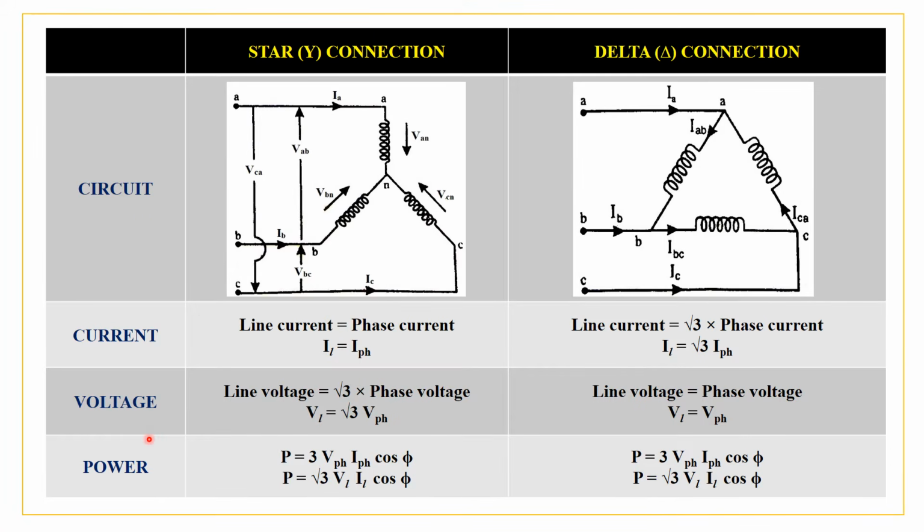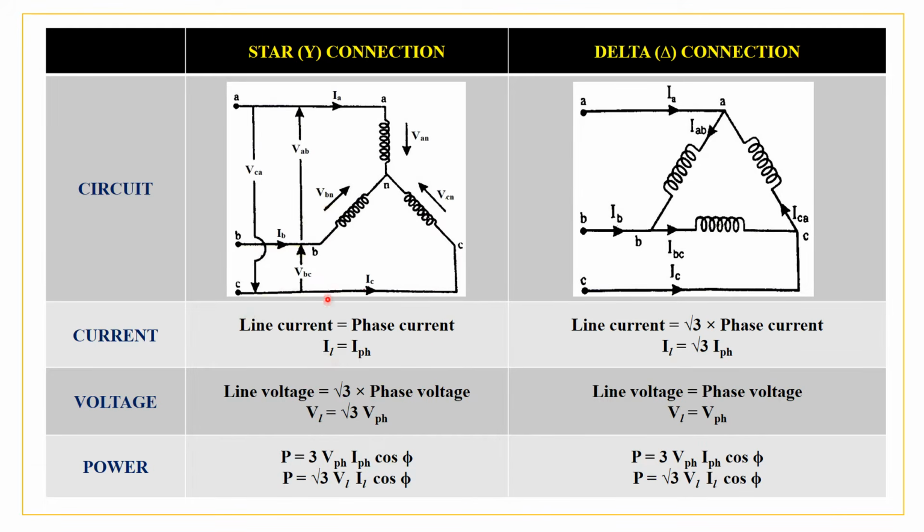Similarly, for the voltage, here the line voltage was equal to root 3 times the phase voltage. Similarly here, for delta, the line voltage was equal to phase voltage because the point AB across the phase is same as the AB across the line. So line voltage is equal to root 3 times phase voltage for star connection, and line voltage is equal to phase voltage for delta connection.